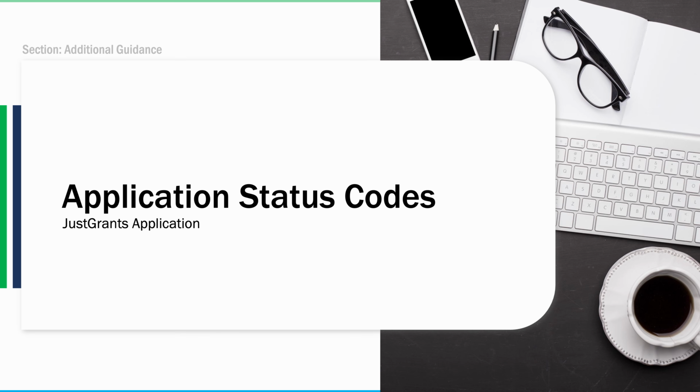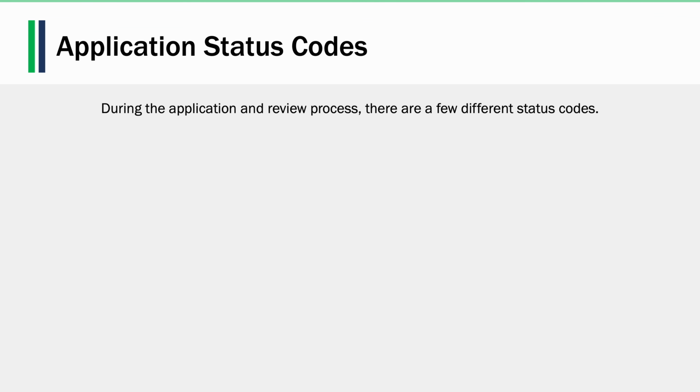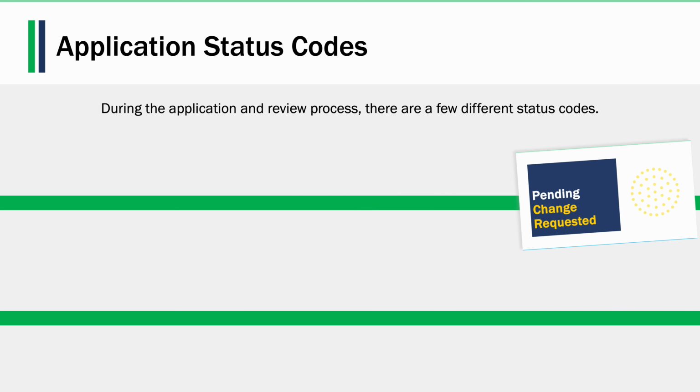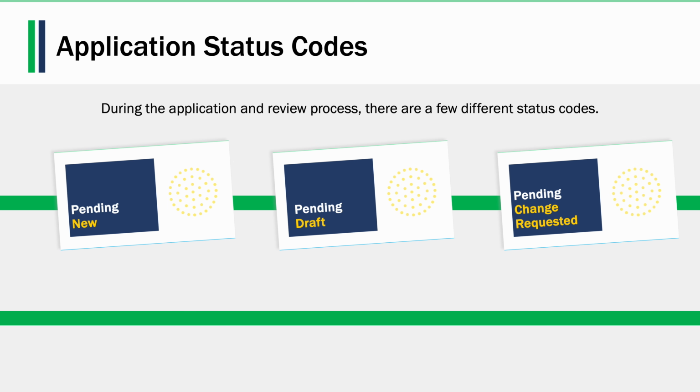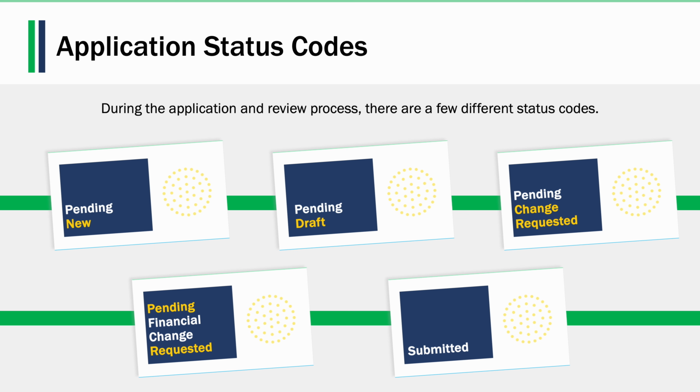JustGrants generates status codes to indicate important information about your award. Let's take a look at the status codes related to application submission. During the application and review process, you might see a few different status codes on your application. These statuses help you track where your application stands at any given point. Here's what they mean in simple terms.